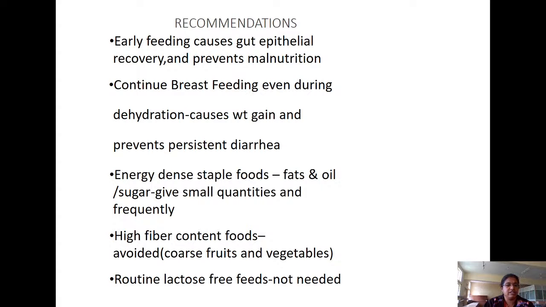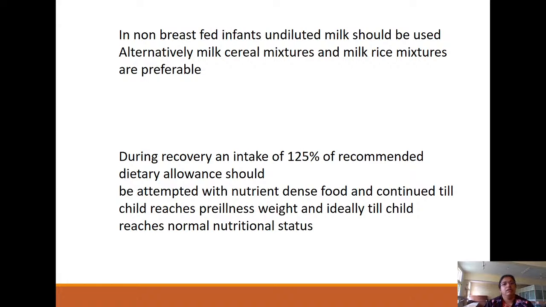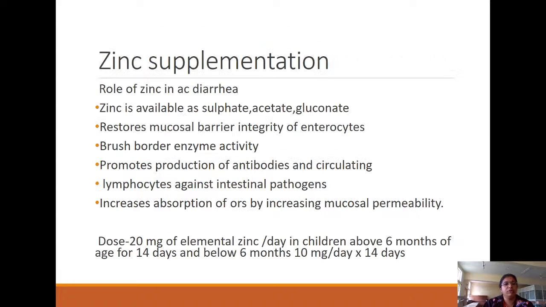In all children, if there is a secondary lactose intolerance or lactose intolerance, then you may withhold. In a bacterial diarrhea and all, if there is not much secondary lactose intolerance, you may continue to give normal feeds. In non-breastfed infants, undiluted milk usually they say should not be used, but you can use it by adding some cereal mixtures or rice mixtures, which will make it more energy dense. So like we said, give nutrient dense food, and continue it till the child reaches the pre-illness weight, and ideally till the child reaches the normal nutritional status.